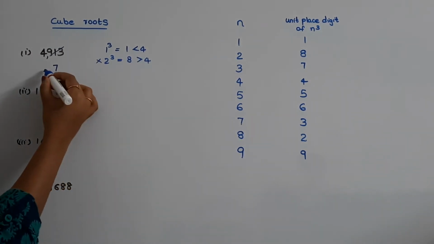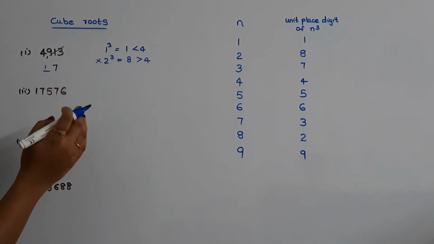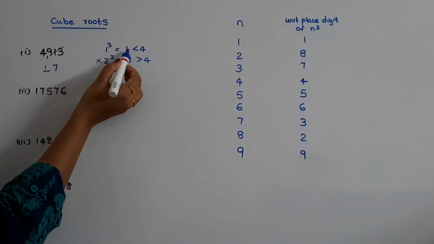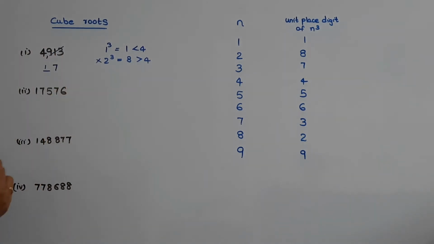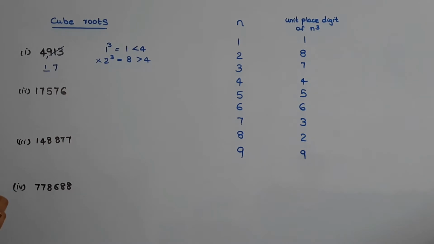So this number will be 1, because 1 is the largest number whose cube is less than this 4. Hence the cube root of 4913 is 17.